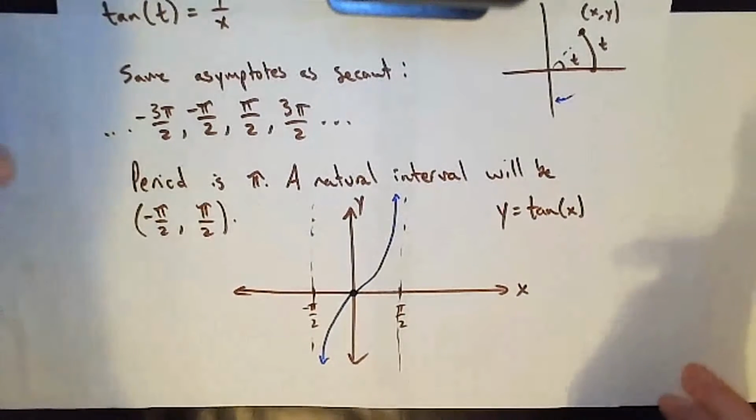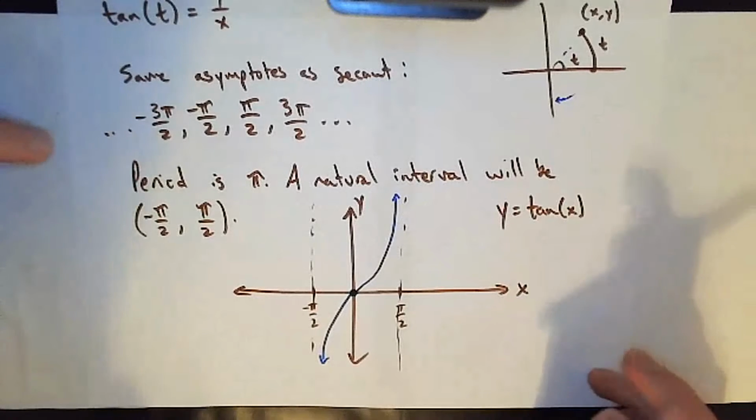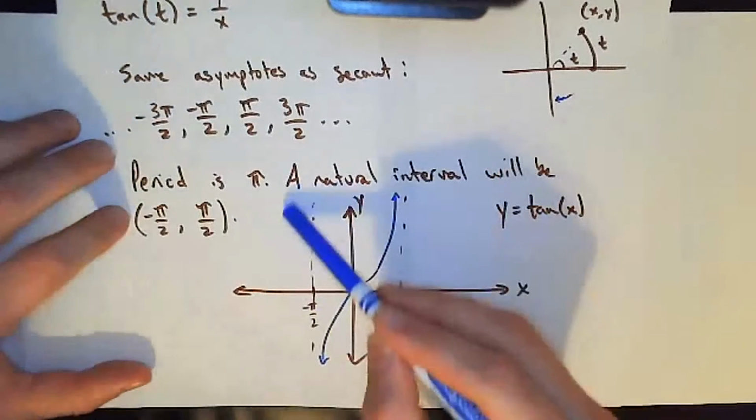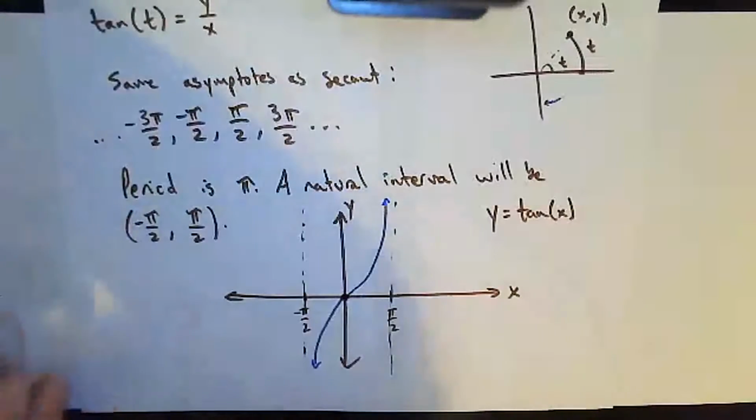That's the tangent graph. And it's going to keep doing that little dance repeatedly. Let me show you in Desmos.